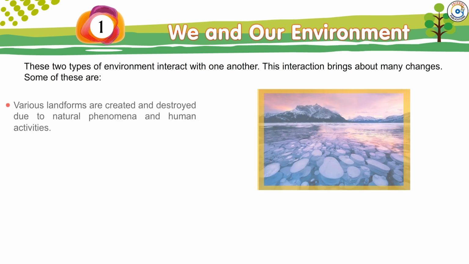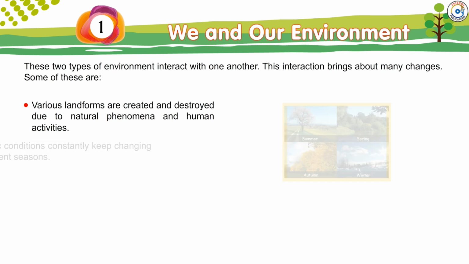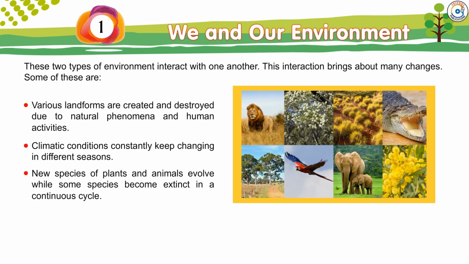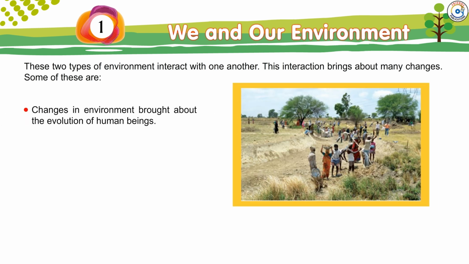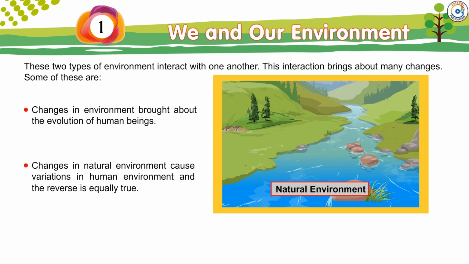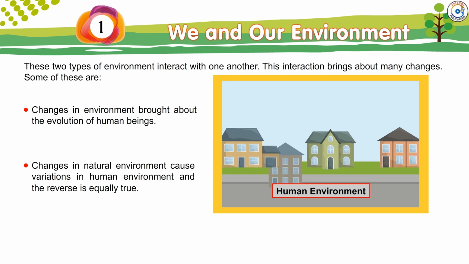Some of these are: various landforms are created and destroyed due to natural phenomena and human activities. Climatic conditions constantly keep changing in different seasons. New species of plants and animals evolve while some species become extinct in a continuous cycle. Changes in environment brought about the evolution of human beings. Changes in natural environment cause variations in human environment, and the reverse is equally true.